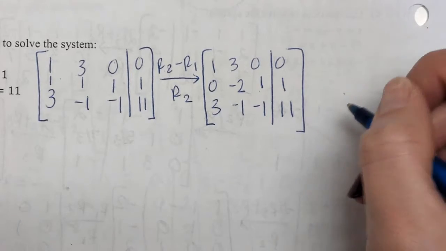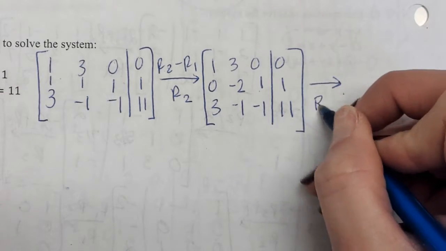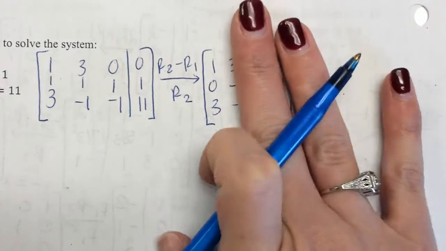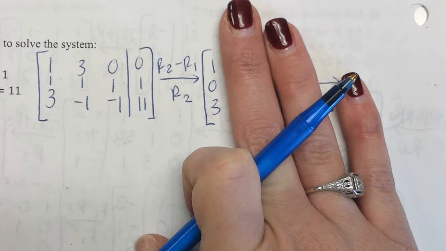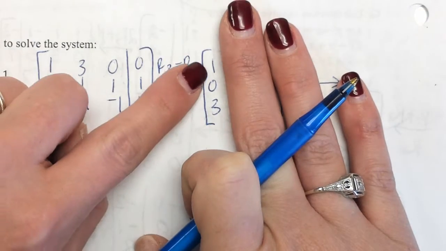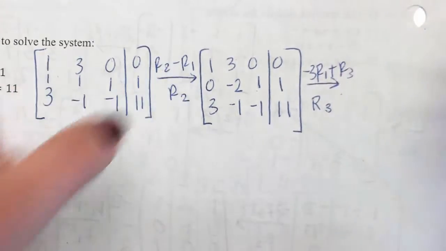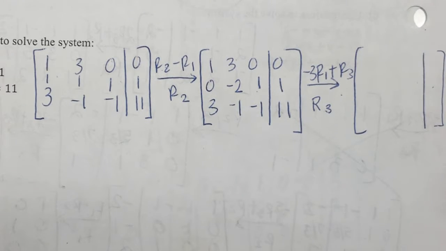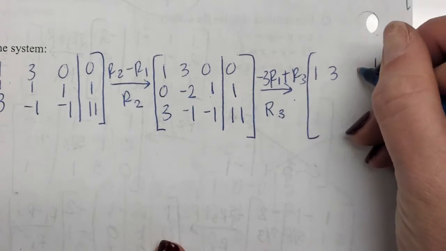Alright, next one we want to change is what number? The 3, which is in row what? 3. And we want to make it a 0. Good. Okay, looking at these numbers, what's the only row that can help us? Row 1. Row 2 has a 0 in it, so it can't help us. We need to multiply this by what to cancel this out? Good. So -3 row 1 plus row 3. Y'all are getting good at this. So write row 1 the same and row 2 the same.